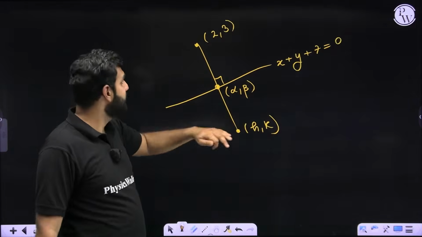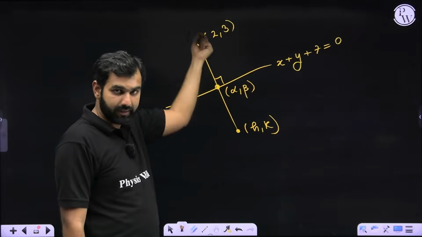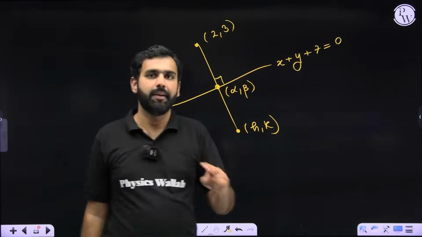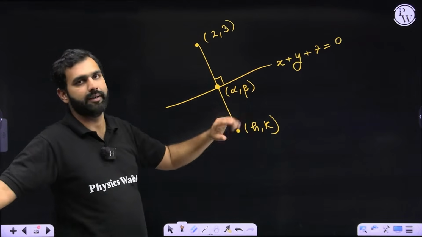And one more thing, since it is perpendicular on this line, the slope of this line segment from (2, 3) to (alpha, beta) will be the negative reciprocal of the slope of this line. By using these equations, I can find the coordinates of the foot (alpha, beta).